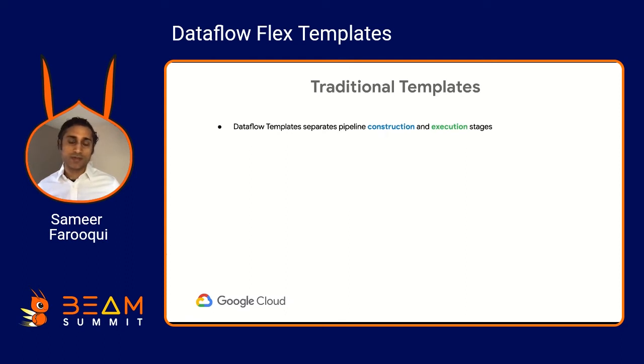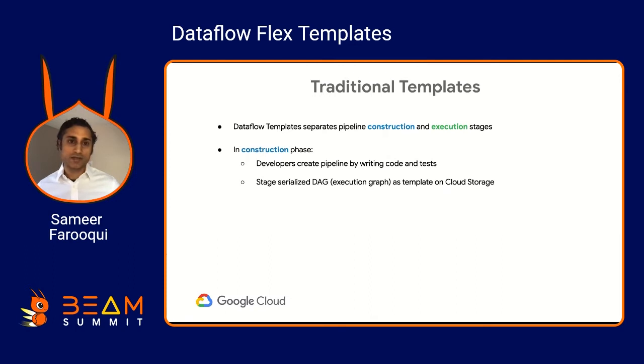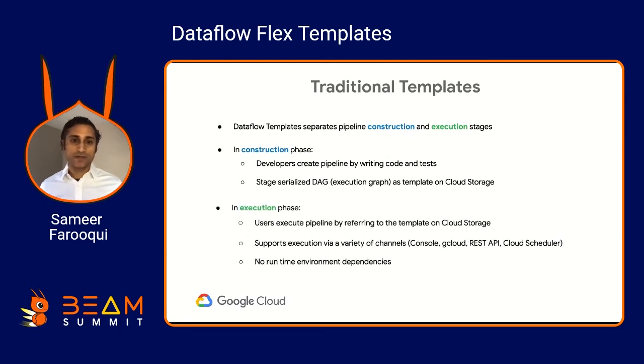So the templates will separate the pipeline construction and execution stages. In the construction phase, a developer will still set up a development environment like before, create the Beam pipeline and write code and tests. And then the developer will stage the serialized DAG, the directed acyclical graph, or the execution graph, as a template on cloud storage. In the execution phase, the users will execute the pipeline by referring to the template. And in addition to that, you can also execute templates via a variety of channels like the GCP console, the gcloud command, REST API, or cloud native schedulers like Cloud Scheduler in Google Cloud. And regardless of whether a user is running it manually or it's being automated, there are no runtime dependencies.